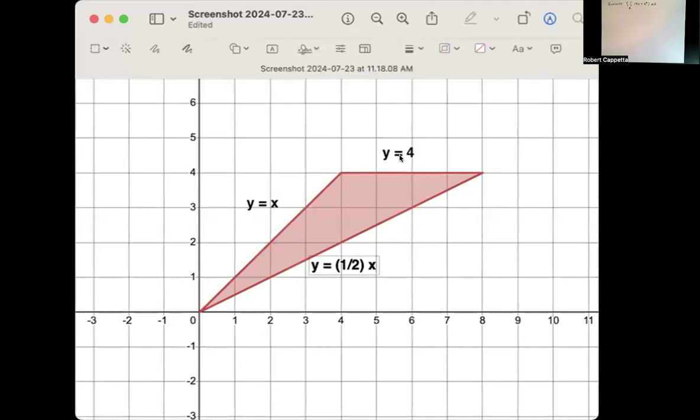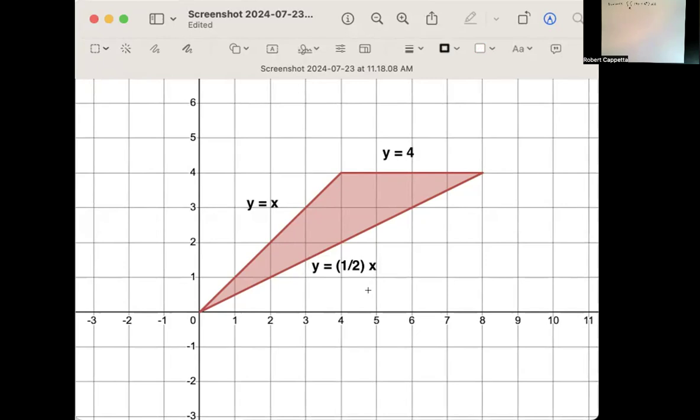So here are our equations. We have y equals 4 here. I hope that's obvious. y equals x: intercept is 0, rise 1, run 1. So this is y equals x. And this is rise 1, run 2. Intercept is still 0. So this is y equals a half x.